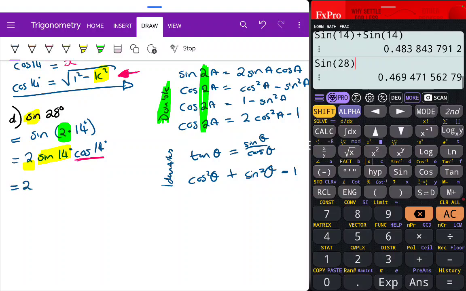We're going to say, okay, 2k, because we're substituting sine of 14 with that, multiplied by the square root of 1 squared minus k squared. Are you happy with that? So that's our final answer: 2k times the square root of 1 squared minus k squared. The end. That's D.